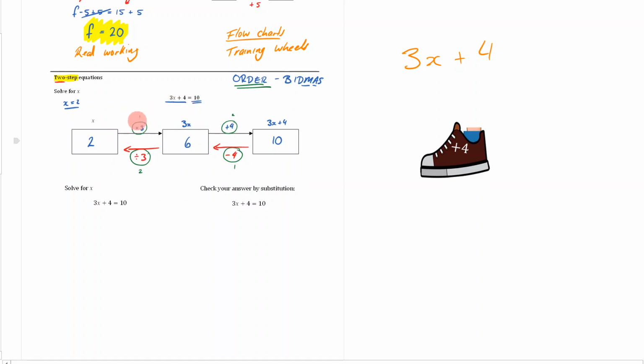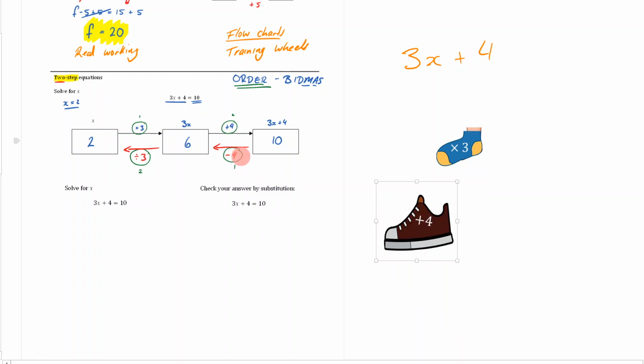So because you put your sock on, then your shoe on, at the end of the day, when you take them off, you take your shoe off, then your sock off. You switch around the order. So that means I'm going to take my shoe off first. And remember, I'm taking my shoe off first because that was the last thing I put on. So if plussing 4 put it on, I'm going to minus 4 to take it off. And that's why I have a minus 4 first. And then I'm going to take my sock off next. And if my sock is times 3, to take it off, I divide by 3. And remember, the reason why you're doing the divide by 3 as your last step in going backwards is because it's the first thing you did in going forwards.